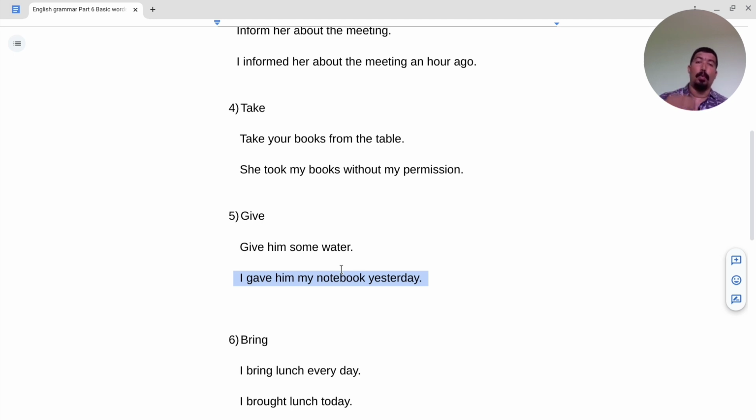I gave it. So give, this is the action give. The past form is gave. I gave him, I did it already. I gave him my notebook yesterday. Give is the present form. Gave is the past form.